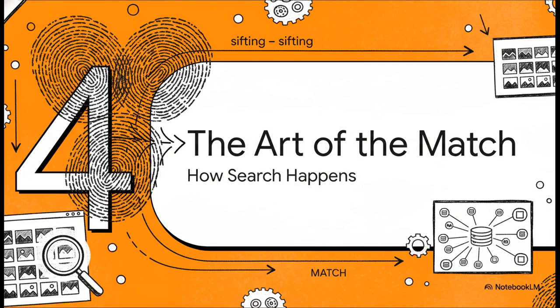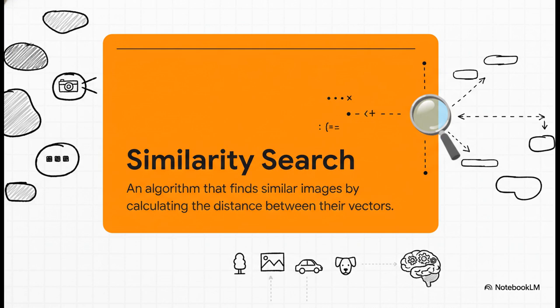Okay, so we've got our numerical fingerprints for every image. Awesome. But now what? How does the computer actually dig through millions of these things to find the one you want? Well, that is the art of the match. It all comes down to something called a similarity search. And that's just a fancy name for an algorithm that takes the number fingerprint of your search image and then compares it to all the other fingerprints in the database to see which ones are the closest mathematically.